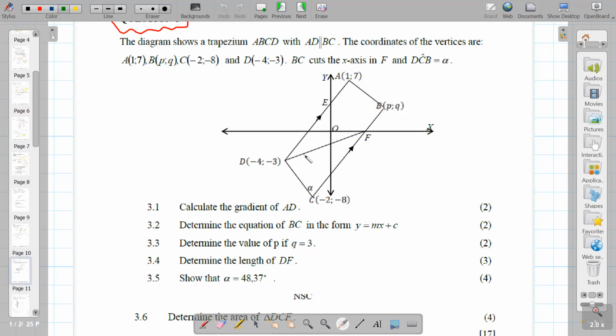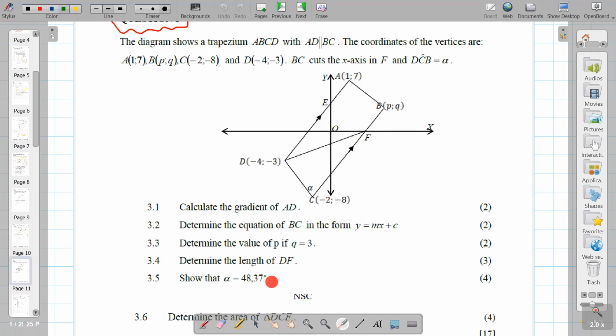Length of DF. So for the length of DF, I know D, I need to find F. And you see where is F? F is on the x-axis. So since we already got the equation of BC, the x-intercept will give me the coordinates of F. Then it is the distance formula. So then that is fine.